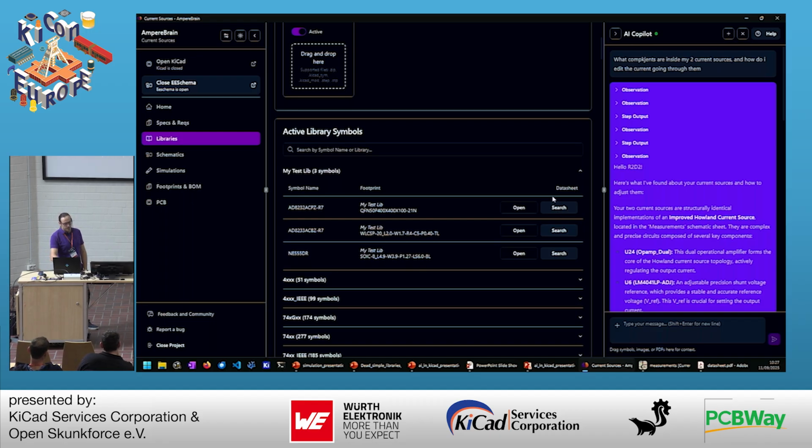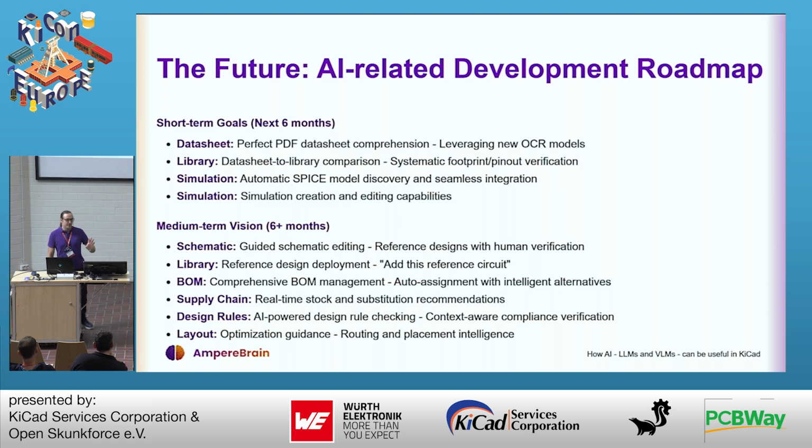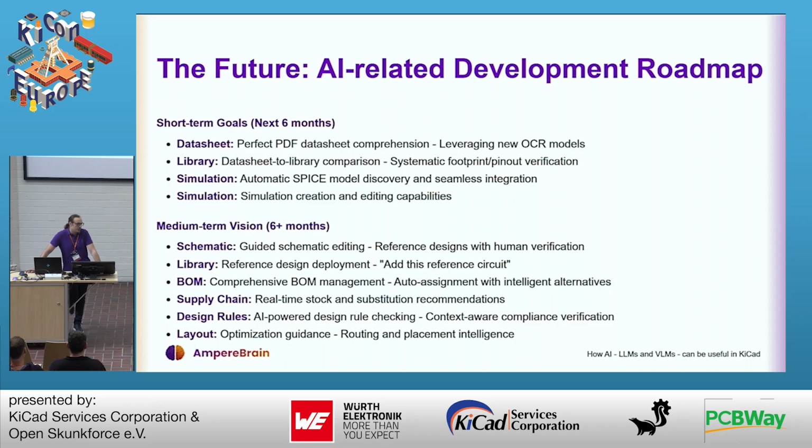I want to do something similar for SPICE models so that you can quickly simulate something, and also simulation creation capabilities, because I'm not fluent in SPICE. I don't like SPICE, but I have to do it sometimes. Only in more than 6 months will we actually talk about real schematic editing, because that's a very complex workflow. Maybe go into the BOM after that, stock management, substitutions. I would probably start with substitution rather than suggestion when we talk about supply chain management. But I don't know.